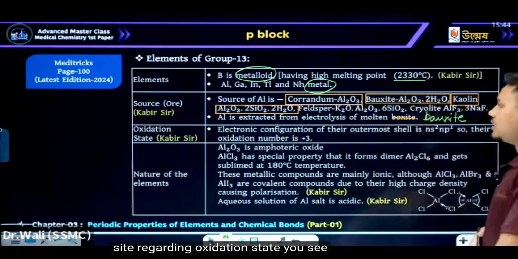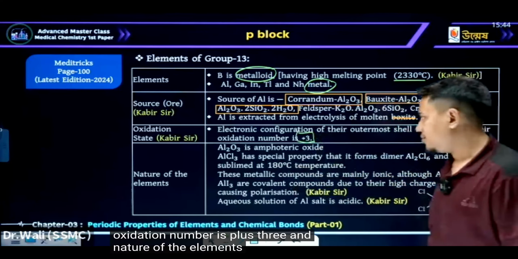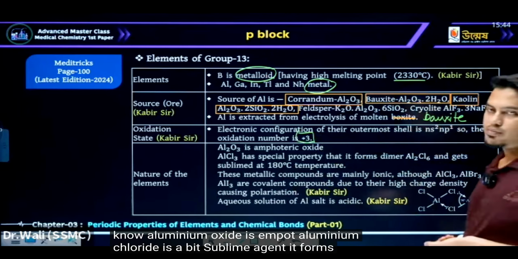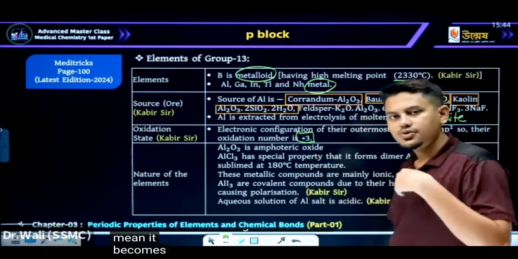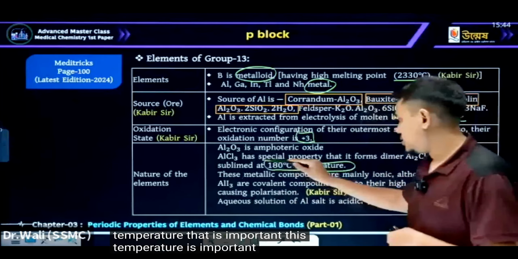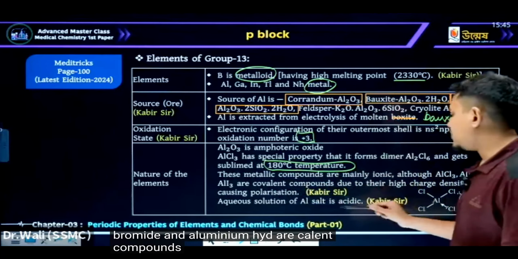Regarding oxidation state, the electronic configuration of their outermost shell is ns2 np1, so the oxidation number is +3. And the nature of the elements: aluminum oxide is amphoteric. Aluminum chloride is a sublimating agent. It forms a dimer, and the dimer sublimes. I mean, it becomes gas from solid at 180 degrees Celsius. That temperature is important. These metallic compounds are mainly ionic, although aluminum chloride, aluminum bromide, and aluminum iodide are covalent compounds.